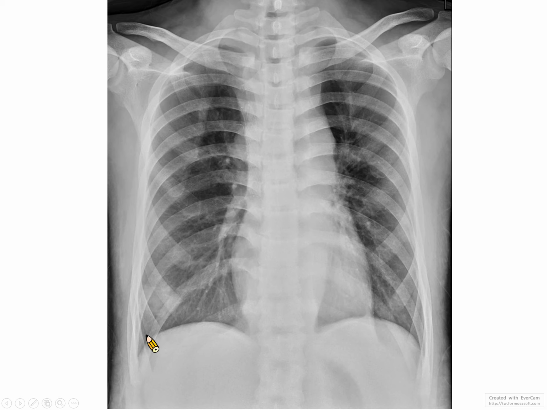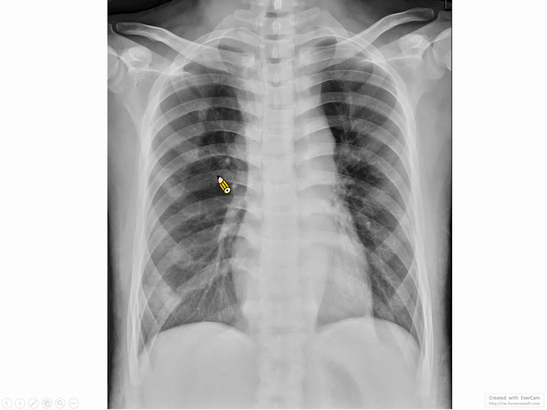For example, if there's an effusion in the lung, usually the fluid will accumulate in this region. If you see fluid accumulate in this region, we call it the CP angle, then you will probably think that this patient may have a lung effusion, pleural effusion. Then you will look at the lung field to see if there's any patch.